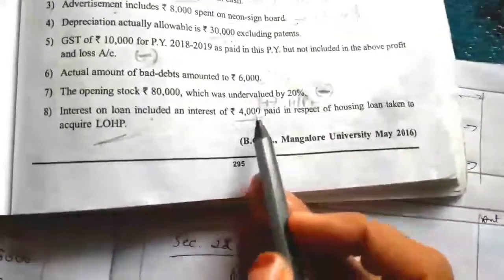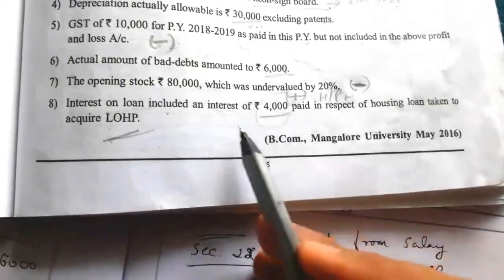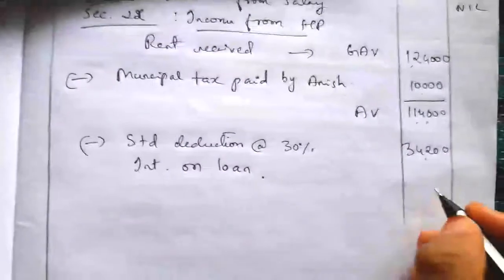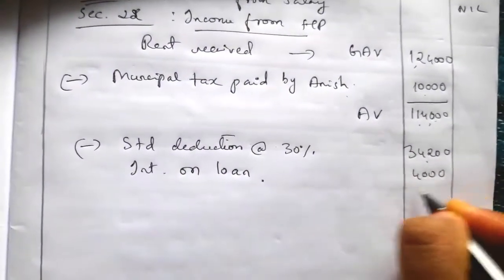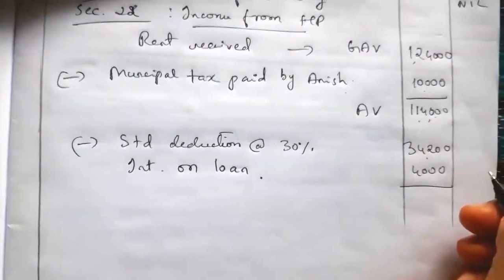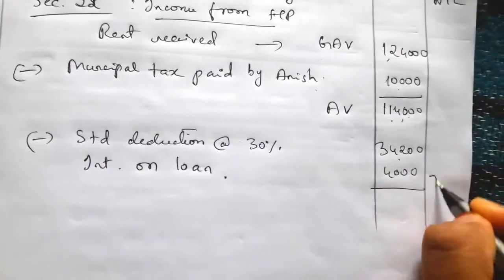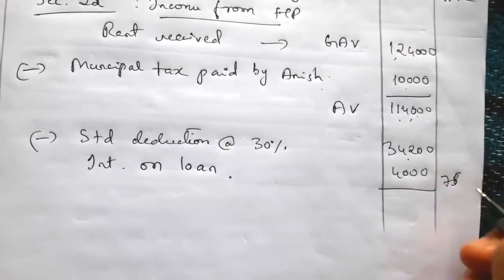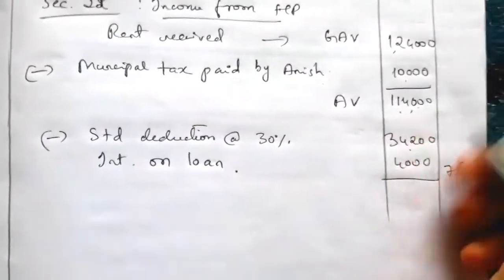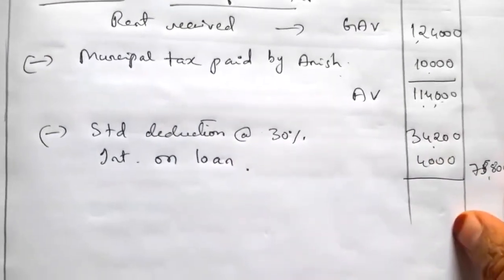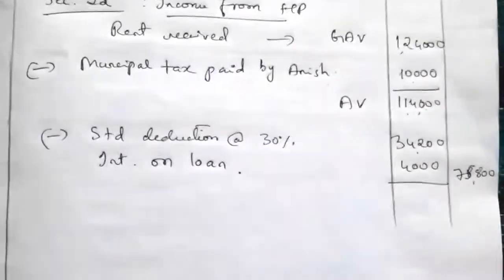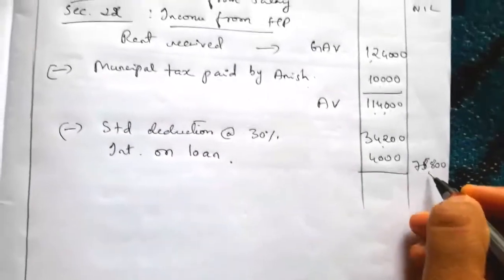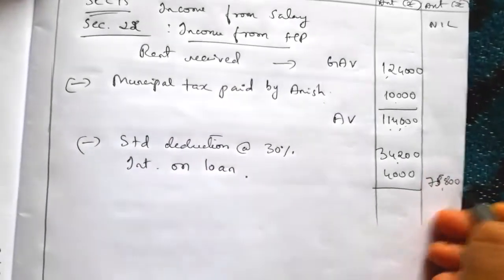Interest on loan, how much? For the house property, housing loan, let out house property, that is 4,000. So 4,000 interest on loan he can claim as deduction. So annual value minus these two deductions, if you deduct, it will be equal to rupees 75,800. So the taxable income under the house property is 75,800.